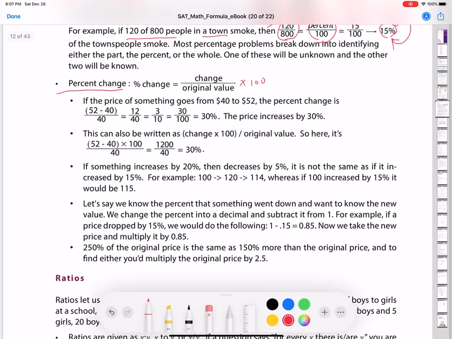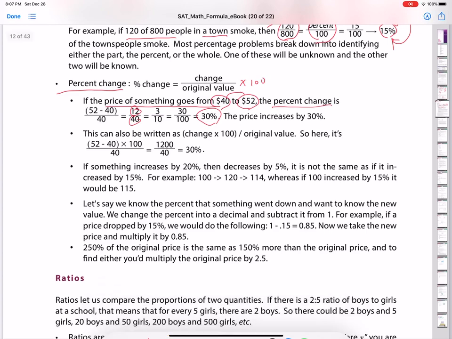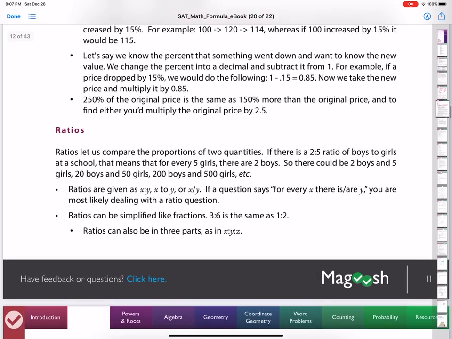Okay, some examples here. The price of something goes from $40 to $52. What is the percent change? Percent increase, right? So what is the change between 40 and 52? $12. So 12 change over the original before changing, that's 40, right? So that times 100 is equal to 30%. It's not that much hard, right? It's easy.